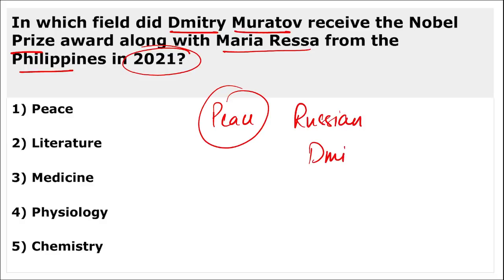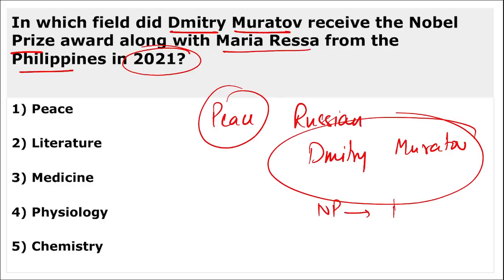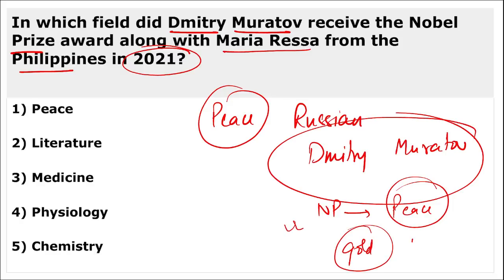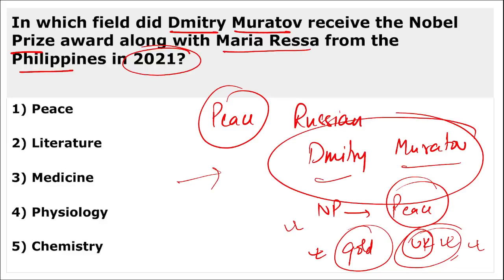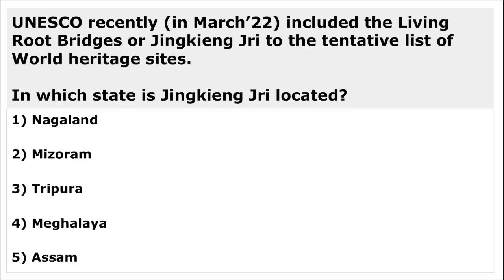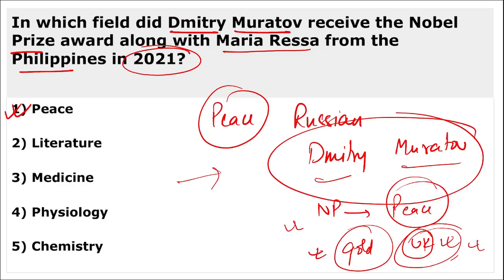Russian Dmitry Muratov has won the Nobel Prize in peace category, and he recently donated his gold medal, which he received during this Nobel Prize, to help the Ukraine refugees. So a question can be asked: who is the Nobel Prize winner from Russia who recently donated his gold medal to help the Ukraine refugees? He is Dmitry Muratov. Next. Correct option is option 1.